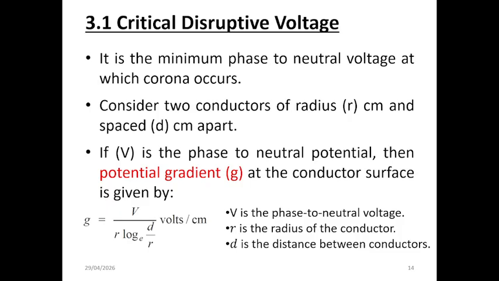For a system of two conductors of radius r in centimeter, spaced at a distance d in centimeter apart, the potential gradient at the surface of the conductor can be expressed as these equations in this slide. Where V is the phase to neutral voltage, when this gradient reaches the dielectric strength of air, the critical disruptive condition is achieved and corona starts to form.